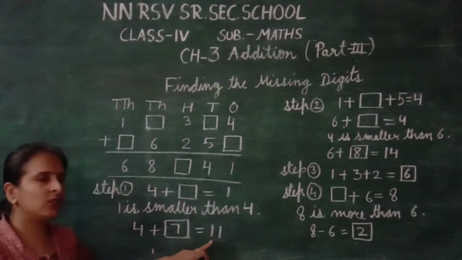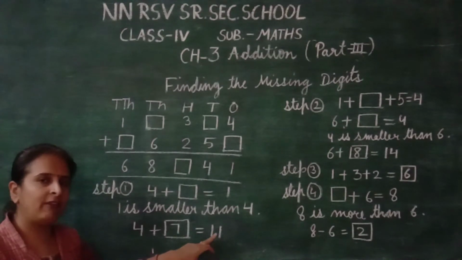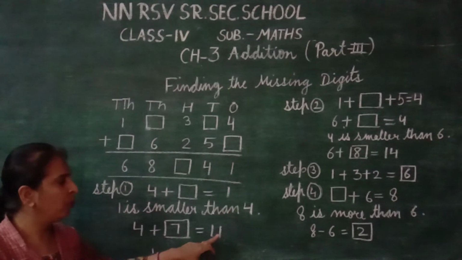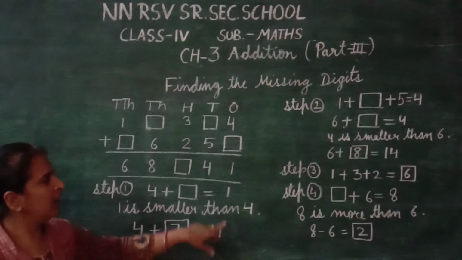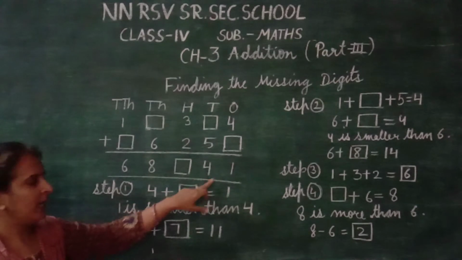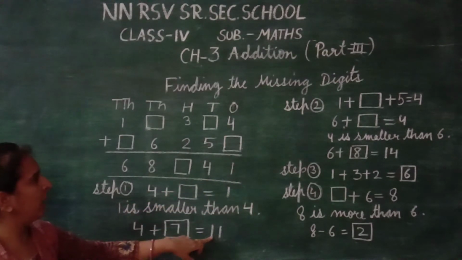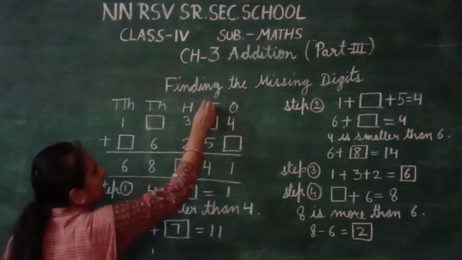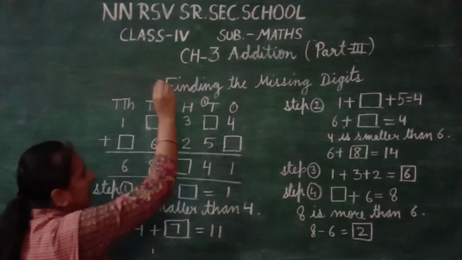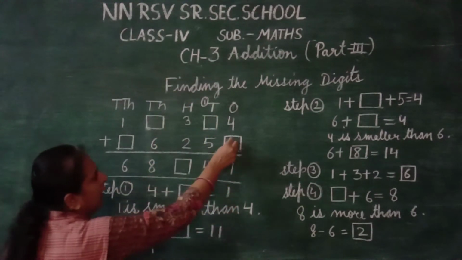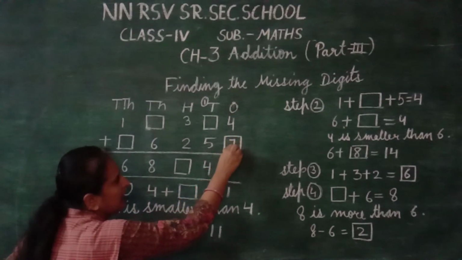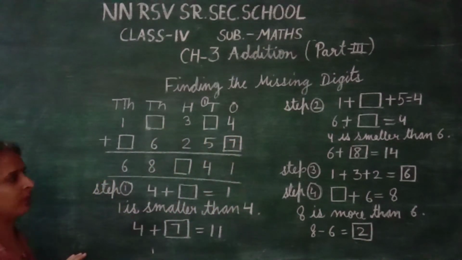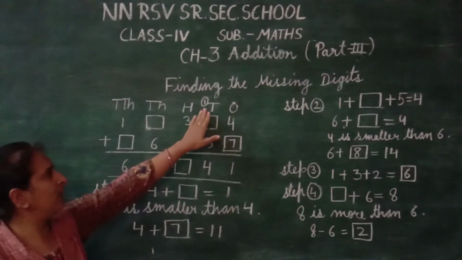And 11 is a 2-digit number. So we put 1 in the ones place and carry over the other 1 to the tens place, and we write 7 in the missing place. Move to the tens place.